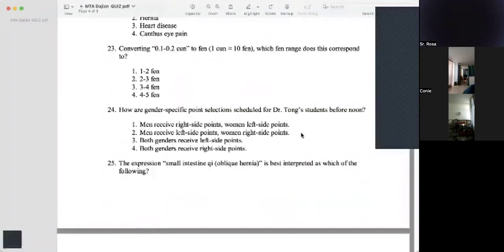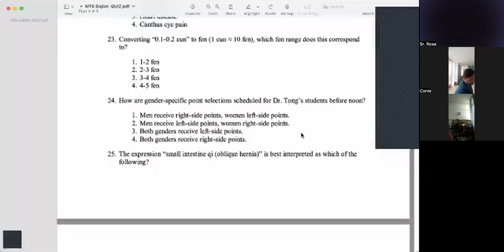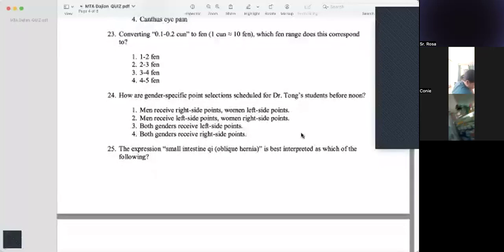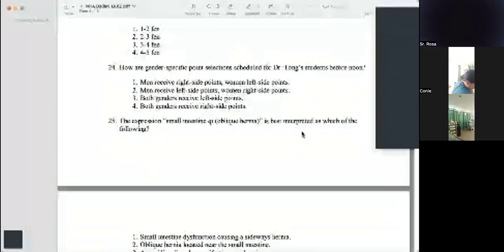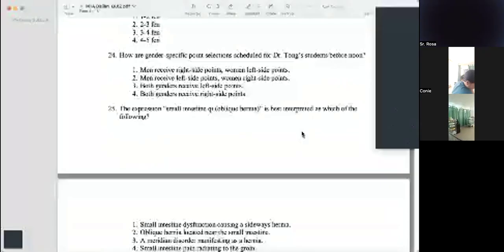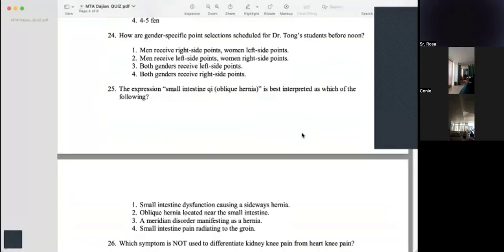Converting point one to point two tsun to fun, which fun range does this correspond to? 1 to 2. Kasi point one to point two tsun eh. Okay. How are gender-specific point selections scheduled for Dr. Tung students before noon? For men, number 1, receive left side points? Di ba number 2? Kasi men receive left side points. Yeah, number 2. Women right side points.